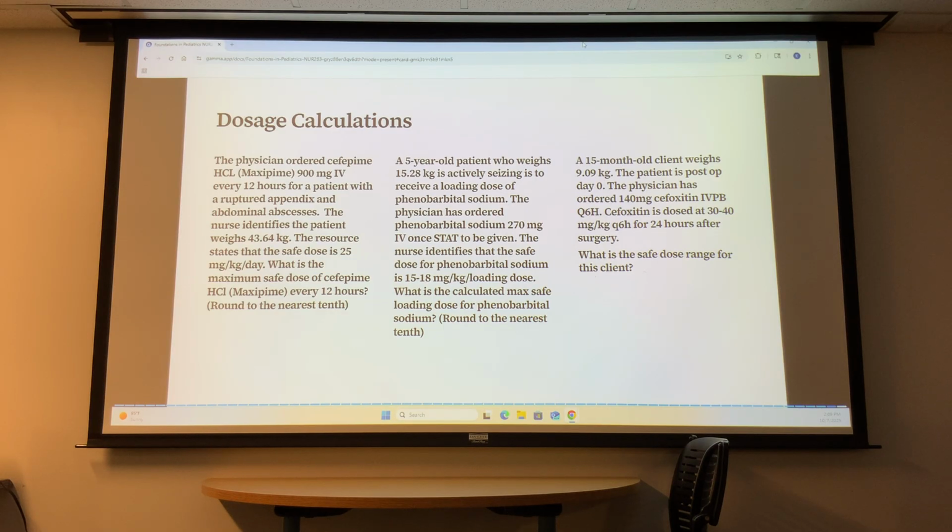So your minimum should be 272.7, and your max should be 363.6. Yeah? Okay? So your safe dose range is going to be 272.7 dash 363.6. Okay? So when you enter that in, you are going to just do the number dash number. No spaces. Okay? Number dash number. Cool?